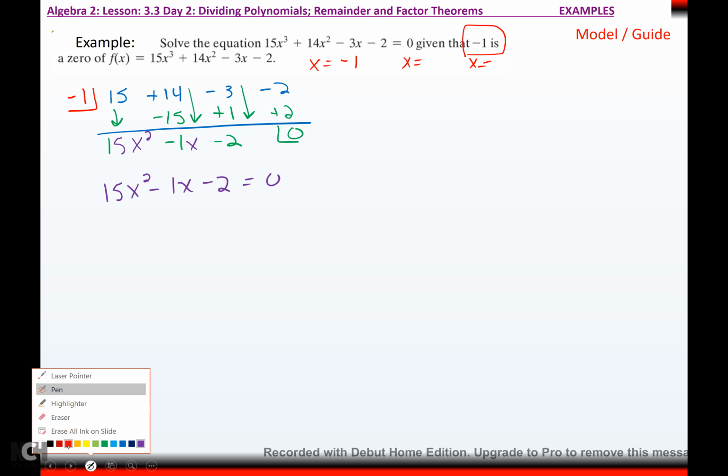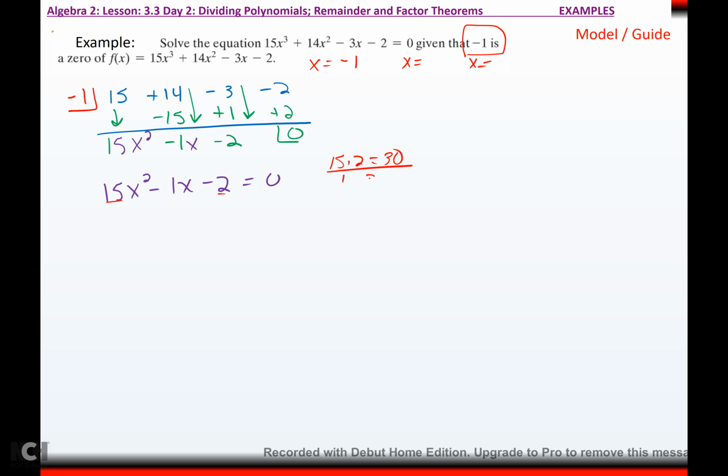So my factoring technique here is going to be a times c, so 15 times 2 is 30. Factors of 30, 1 and 30 will not make 1. 2 and 15 will not make 1. 3 and 10 will not make 1. 4 doesn't go into 30. 5 and 6 will make 1. So I have to rewrite b as a 5x and a 6x.